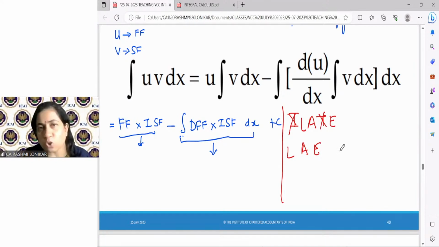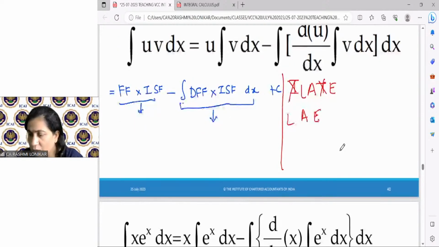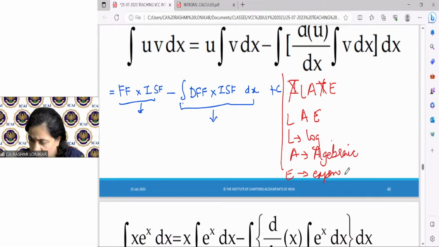Means what? If there is a choice between a logarithmic and an algebraic function, then you must first have u as your logarithmic function and v as your algebraic function. Or you have exponential and logarithmic, again the same thing. Logarithmic will be your first function and exponential will be your second function. Okay, so this is what L stands for logarithmic, A stands for algebraic, and E stands for exponential. Okay.